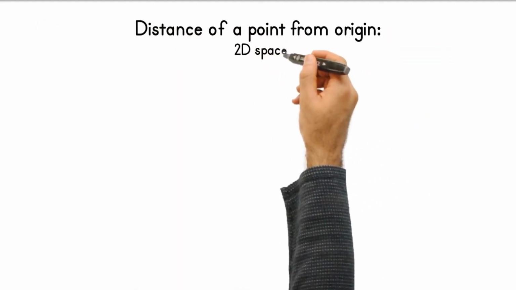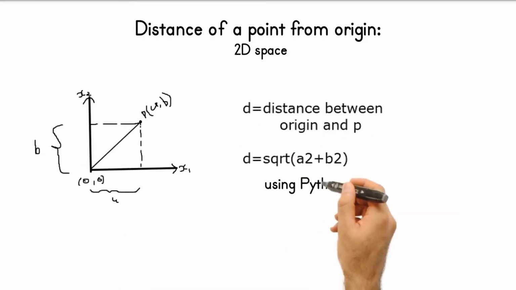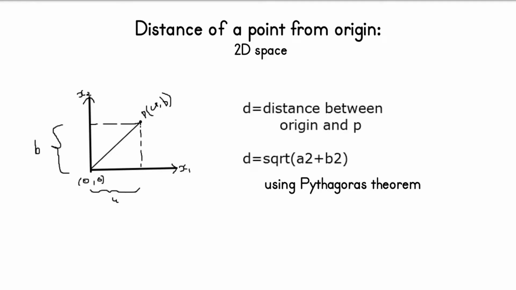Now let's understand the distance of a point from origin. Let's take a 2D example. Suppose I have a point P here with components A and B. That means this length is A and this length is B. This is my origin. This is distance D, which is the distance between origin and point P. We can simply apply the Pythagoras theorem to find D. This length is B, this length is A. D is nothing but square root of A square plus B square. This is in 2D.